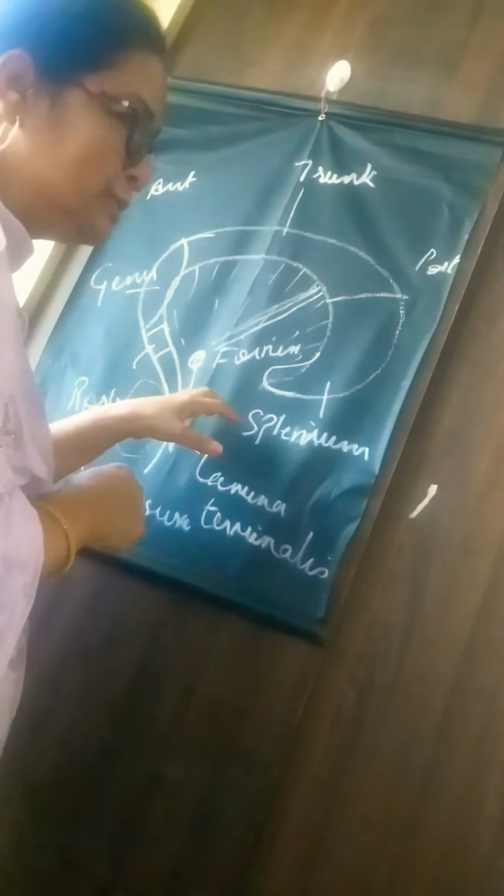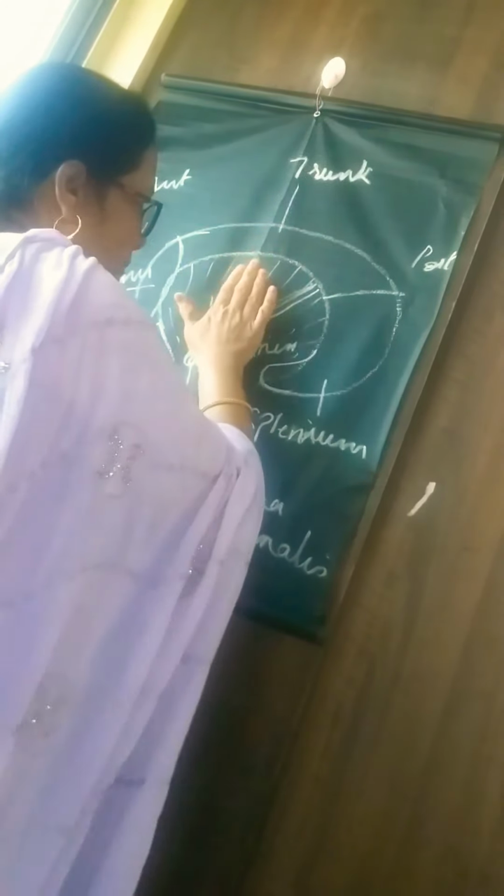Along the inferior margins of the corpus callosum is attached the septum pellucidum, and when you remove the septum pellucidum, an irregular cavity is seen, and this is called the lateral ventricle. Now we shall see each part in detail.